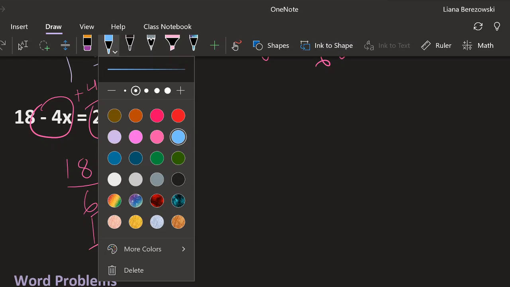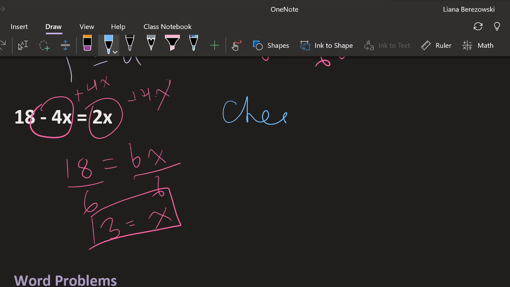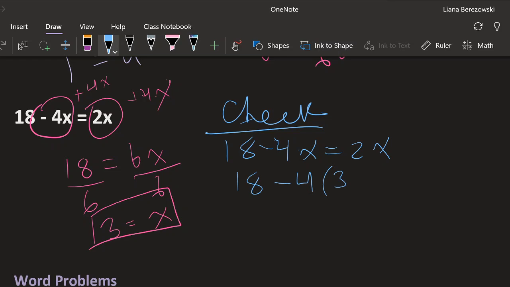As always, I'm going to double check that just to make sure. So rewriting my equation, 18 minus 4x equals 2x. And then rewriting it, but instead of writing x, I'm going to put in positive 3. So 2 times 3. Following your order of operations, you're going to do this multiplication first. So negative 4, right? This negative sign stays with it. Negative 4 times positive 3 is going to be a negative 12.